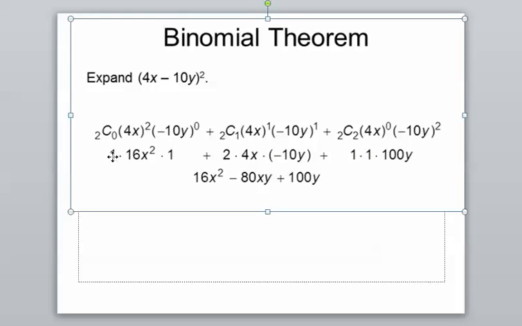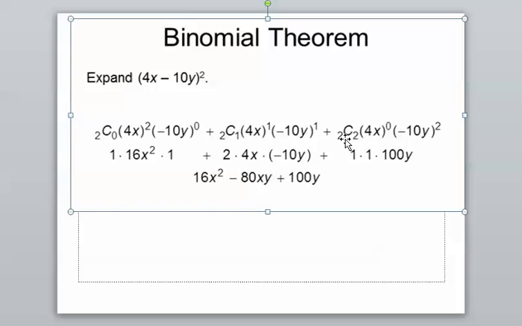C 2 0 is a 1. 4x squared is 16x squared. Anything raised to the 0th power is 1. The second one, the combination of 2 things taken 1 at a time, is a 2. 4x to the first power is 4x. And minus 10y to the first power is minus 10y.